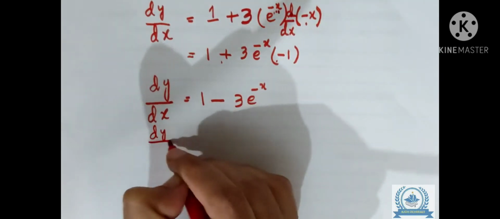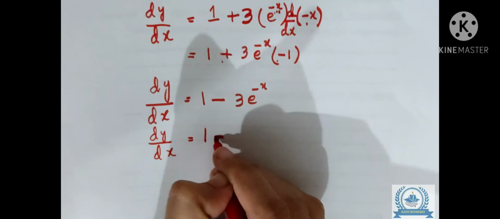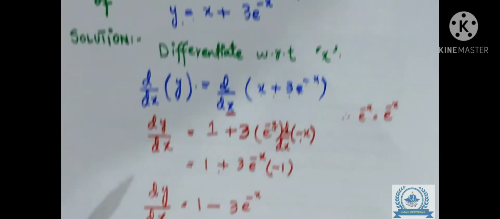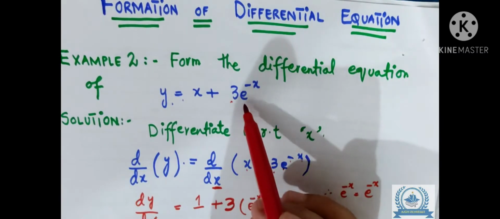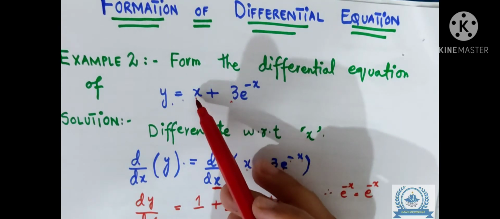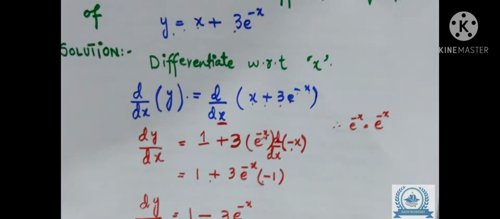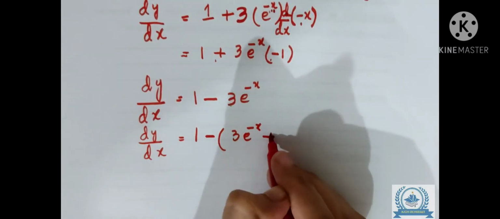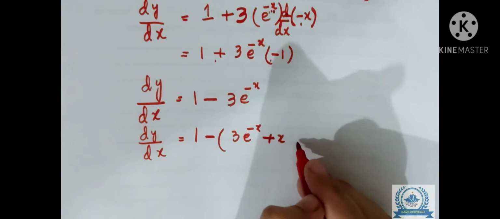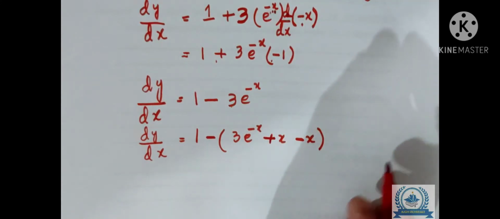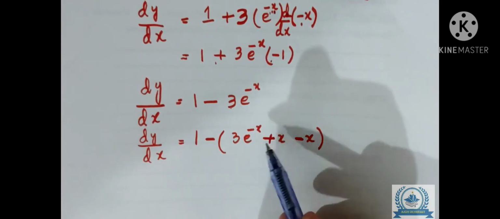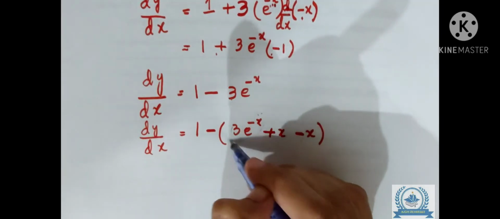dy over dx is equal to 1 minus 3 e power minus x. Now what I observe here is I have 3 e power minus x, and in the question I have 3 e power minus x, but I don't have positive x. What I will do here is add plus x by myself, and I will take the minus x by myself, because when you cancel plus x minus x, it will become the same again.